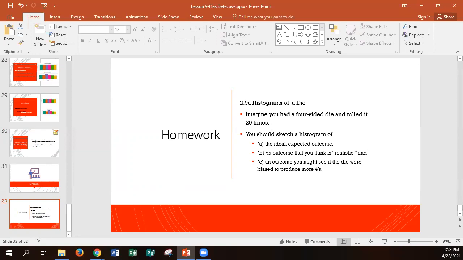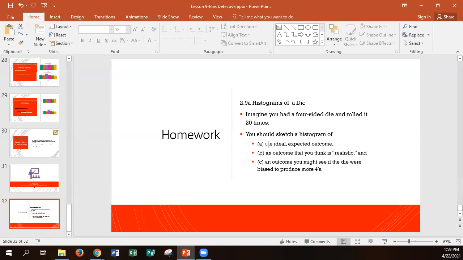Okay. So for 2.9a, as I mentioned earlier, you are not doing this in our studio. You cannot do this in our studio because there is no code for a 4-sided die in our studio that you know of right now. So what you're going to do is you're going to imagine and sketch. So you're going to sketch me 3 histograms. And so the first one is you're going to sketch me the ideal probability. Okay. So how many times would you get each number if you rolled a 4-sided die 20 times, and you got that ideal probability, the 0.25, right?